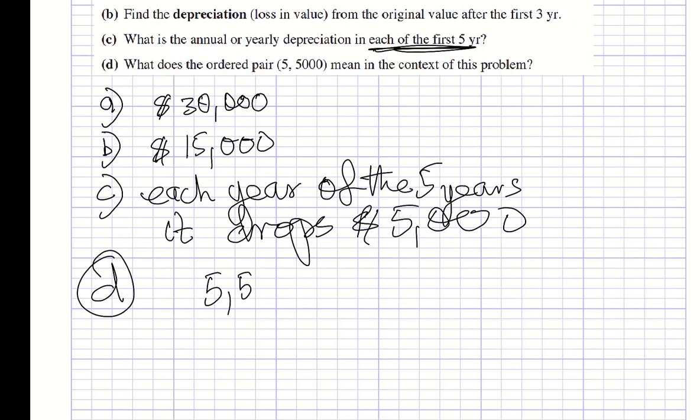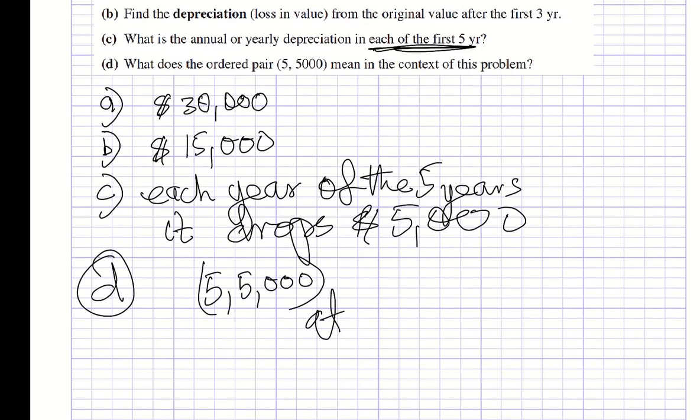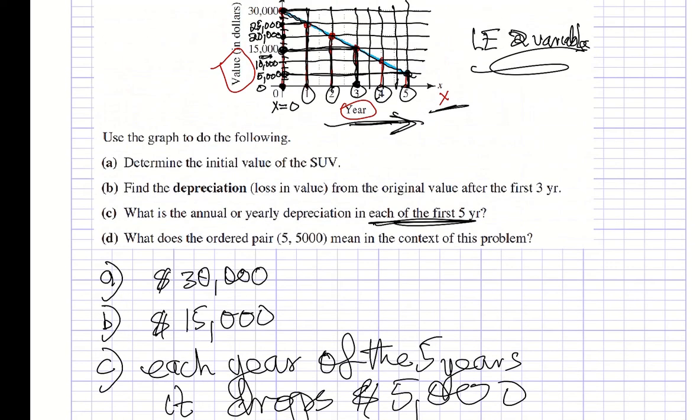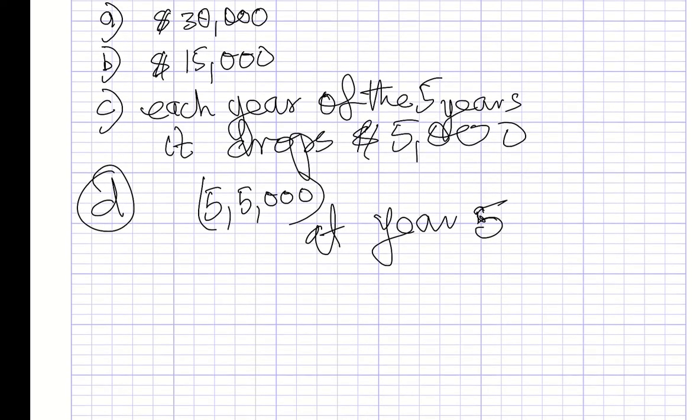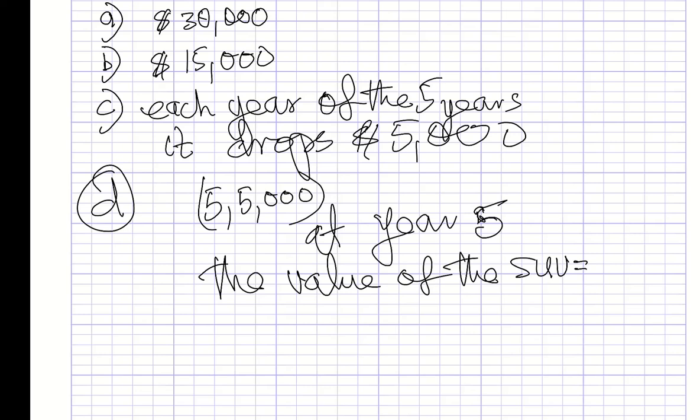Other pay 5,000. Okay. That means at year 5, the value of the SUV will be 5,000. That's all that means. It will be 5K. That's 5,000, okay? That's all that is saying, man.